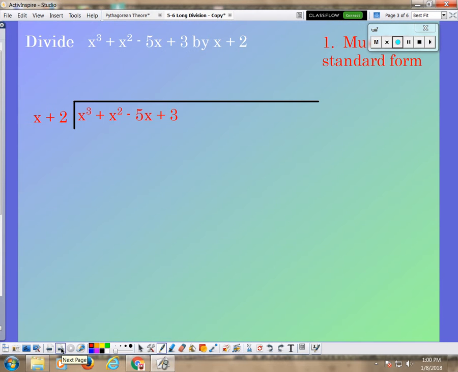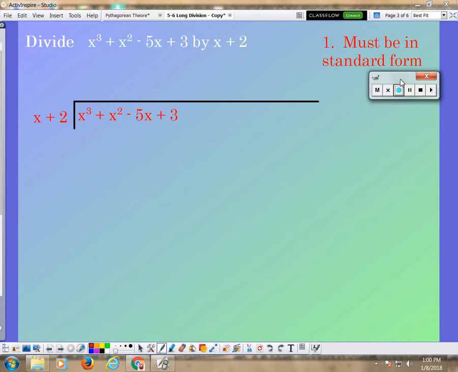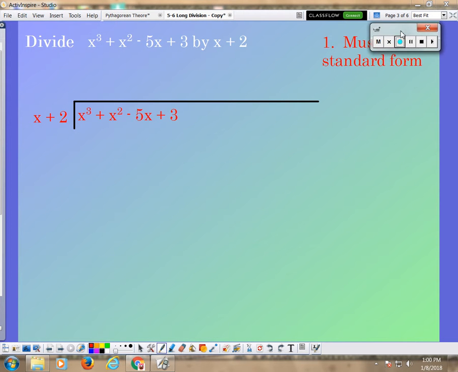So let's look at what happens when we put numbers in. First thing up here it says is it must be in standard form. So x cubed, square, linear, a constant, we are in that form. We're going to take and put that on the inside part of the box, and we're going to put the x plus 2 out here.